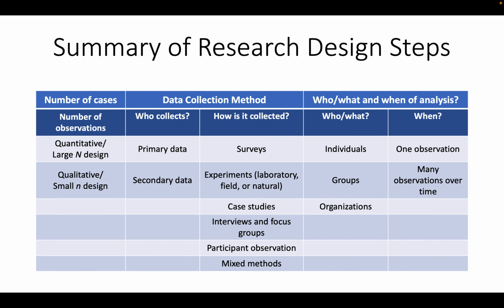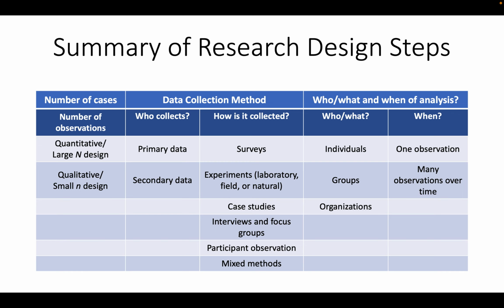So, summary of the research design steps. For number of observations, quantitative is a large N design, qualitative is a small n design. Qualitative data is often secondary data. Quantitative data is often primary data. One prominent method of collection for quantitative designs is through surveys. Qualitative design use all kinds of experiments, case studies, interviews and focus groups, participant observation, and mixed methods. All of those gravitate towards smaller n.